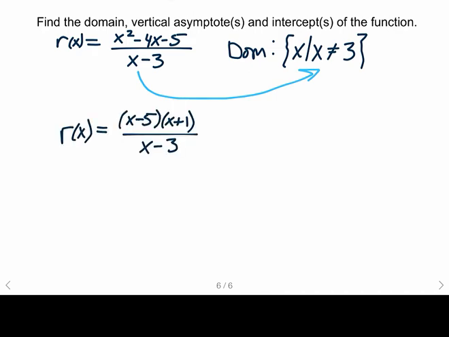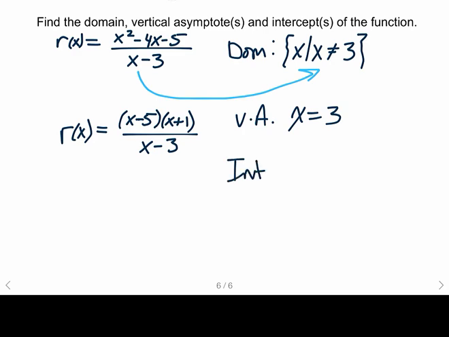Since the numerator in factored form is x minus 5 times x plus 1, we don't have a common factor, and so the vertical asymptote is going to be x equals 3. Again, that's coming from the denominator, issues in the domain that don't divide out.